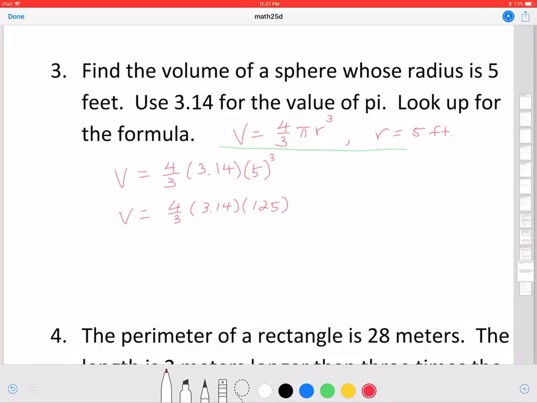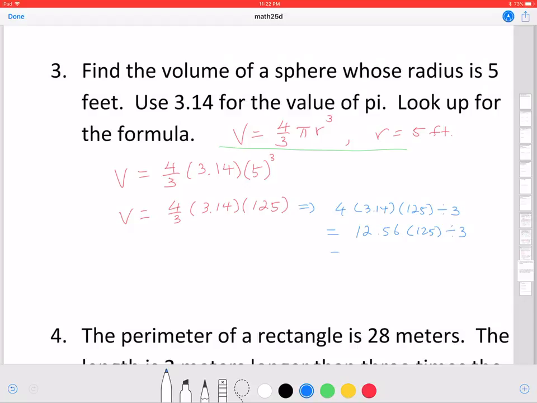Instead, in a calculator, what I suggest you do is this. We're doing 4 times 3.14 times 125, and then divide by 3. That will probably be the cleanest way to go about it. So let's say 4 times 3.14, and I'll just show you step by step. I'm getting 12.56 times 125 divided by 3.